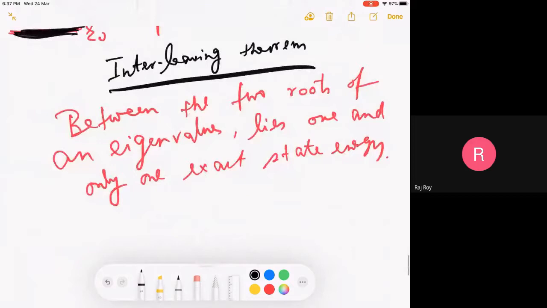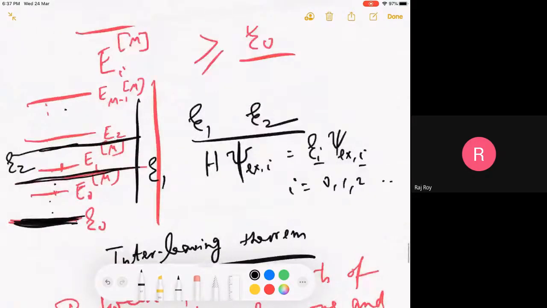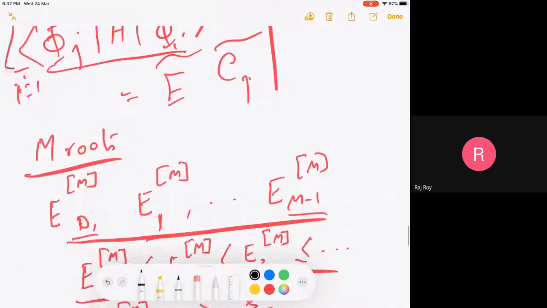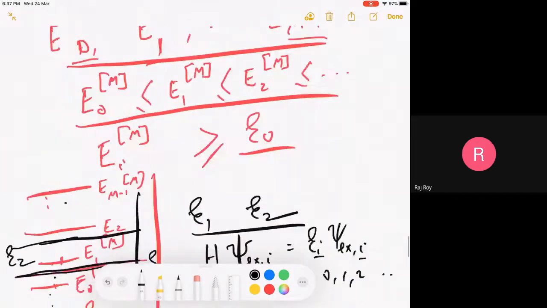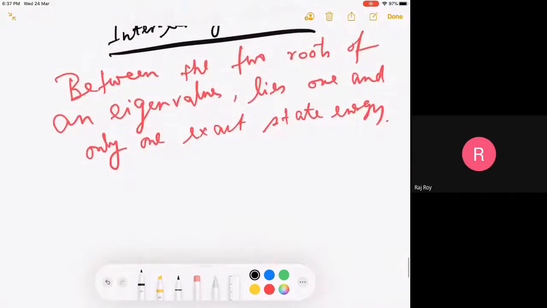I'm not going to prove this theorem. The proof is very complex, but you can believe me, this directly comes from the eigenvalue equation. It's really a theorem on the eigenvalue equation, how the roots are ordered and bounded. But if this is so, then we have a very, very interesting theorem.